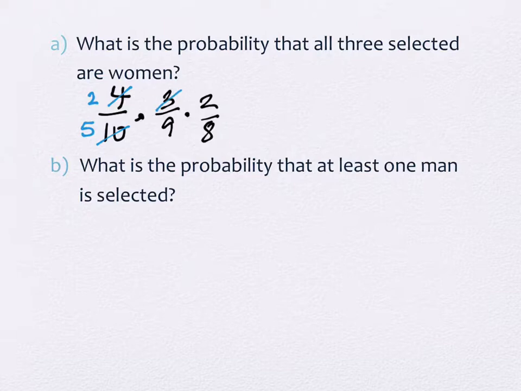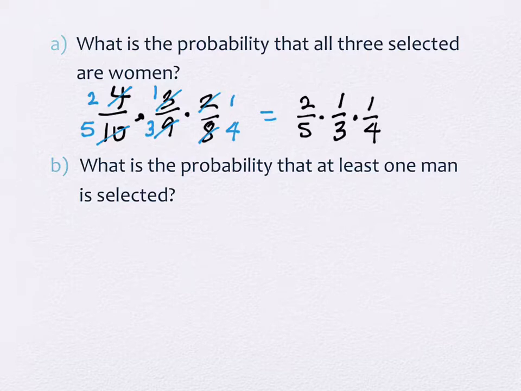The 3 and the 9, same thing. I can change that to a 1 and a 3. The 2 and the 8 even are 1 and 4. So already I've changed the problem to be much smaller numbers. I have 2 over 5 times 1 over 3 times 1 over 4.